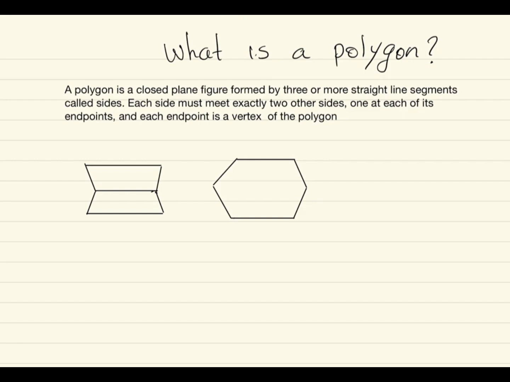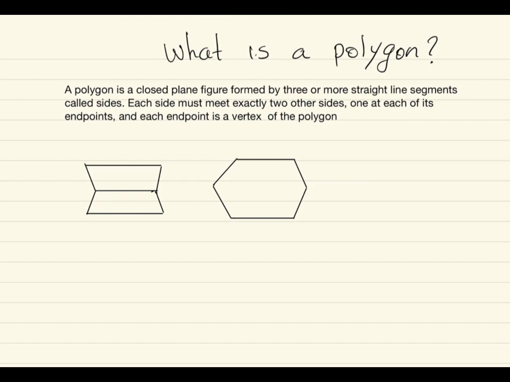of the polygon. So I'm going to go through each of these sentences to explain using these two examples that I have. So we're going to first start with the first sentence. A polygon is a closed plane figure. So you can see each of these shapes that I have are closed. They don't have any openings anywhere.